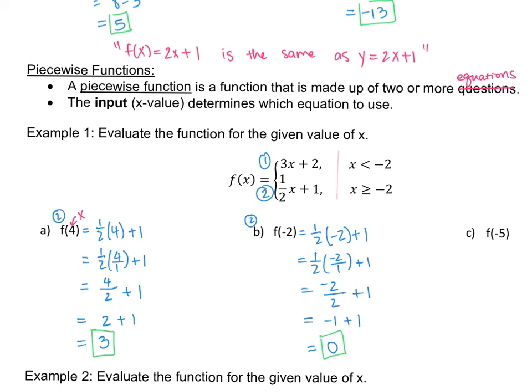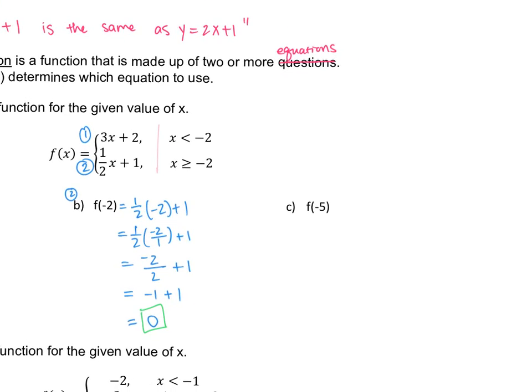But that's it. So let's take a look at C here. For C, we have negative 5. When x is equal to negative 5, that means x is less than negative 2, because negative 5 is definitely less than negative 2. So I'm going to be using the first equation.